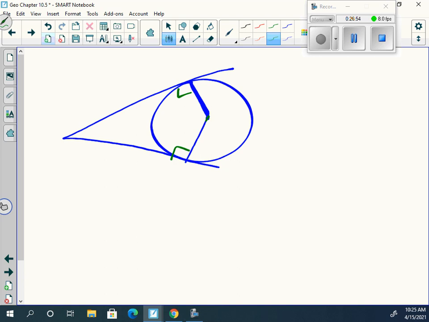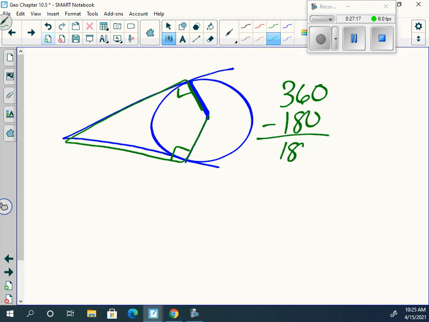Well, this shape here has how many sides? 4, yes? So the sum of the interior angles of a 4-sided figure is 360, yes? So the sum of all these angles is 360 degrees. I know what two of them are, 90 and 90, which is 180. So that tells me that these two angles here have to add together to be 180 degrees.